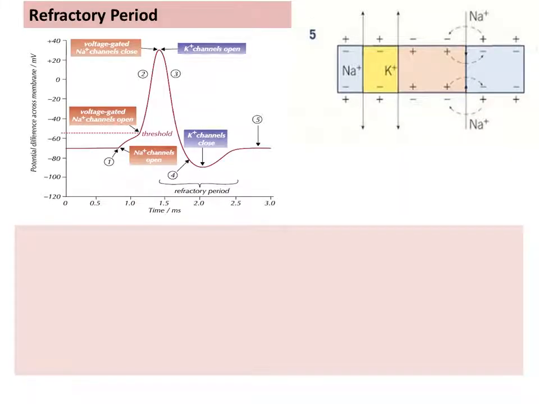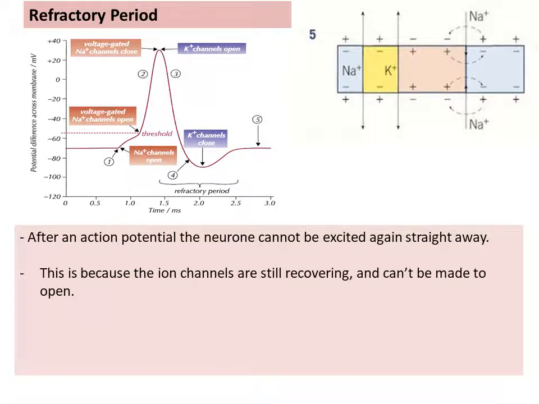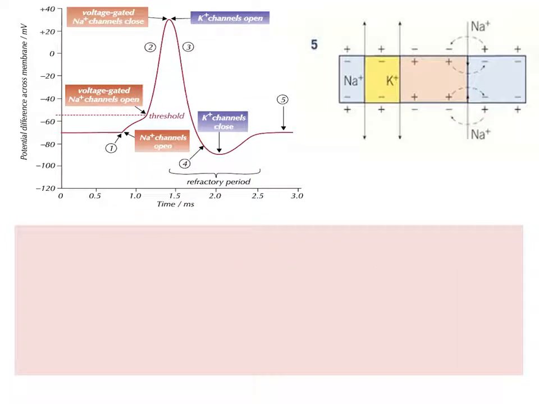I want to just remind ourselves about the importance of the refractory period. After an action potential, the neuron cannot be excited again straight away, because the ion channels that have allowed the ions in and out are still recovering and won't open again. During the repolarization stage, the sodium channels will be closed, and during this time that the sodium channels can't be opened, this is known as the refractory period, and we can see that at this point on this graph. So it's around about the time of hyperpolarization and at the end of the depolarization.